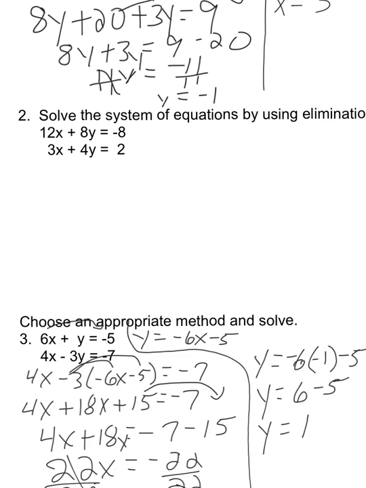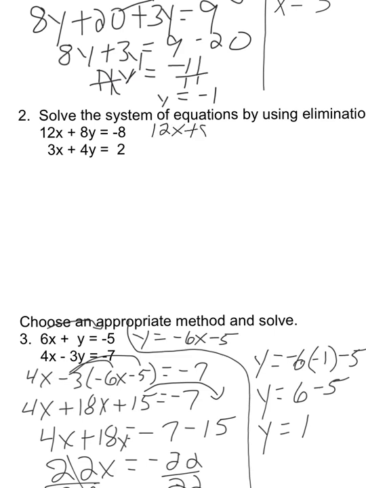Looking at these, it doesn't matter which one I eliminate, the x's or the y's. We just pick one and we're going to make it the opposite of its buddy. In this case, it's easier to work with the bottom. So let's say I wanted to eliminate the x's. I have a 12x and a 3x. We ask, what is the smallest number 12 and 3 will go into? The answer to that is 12. Well, the top one is already 12, so I don't have to do anything to that one. I would just rewrite it.